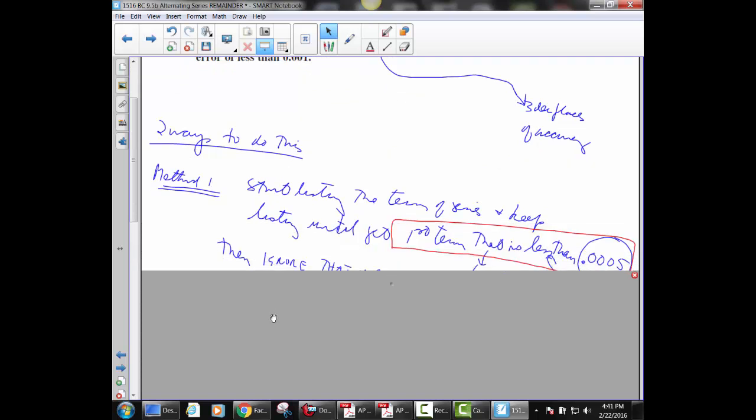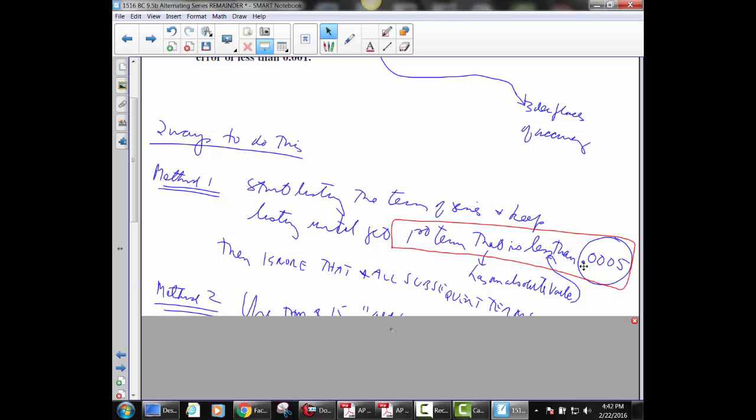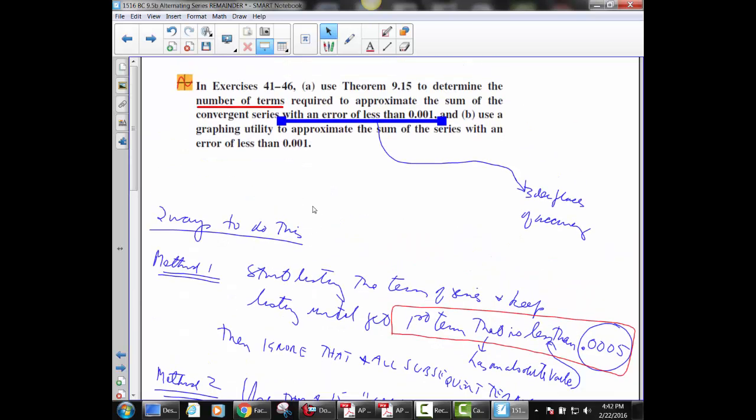You can simply start listing the terms and keep going until you get to the first term that is indeed less than 0.0005. Now, I want to point out this has 2 zeros. But remember, if you're going to affect the 3rd decimal place, it's because you're looking at the 4th decimal place and seeing what's happening. So, as soon as you get to a term that is less than 0.0005, that means you will no longer be affecting the 3rd decimal place, which means you'll have an answer with an error of less than 0.001.